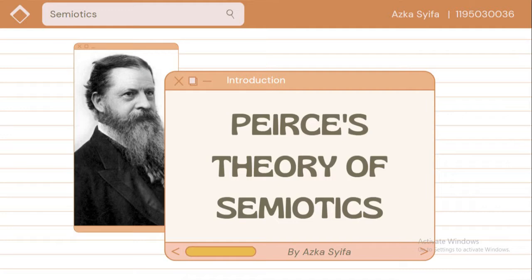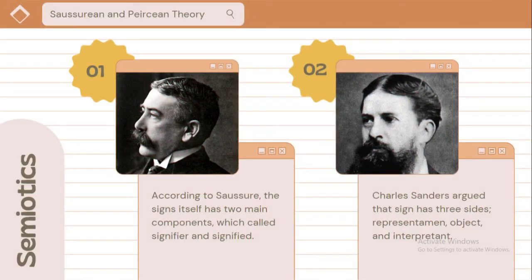I'm from the 7th semester of A class, and today I would like to give an explanation about Peirce's theory of semiotics. First, let me explain about the definition of semiotics. So, semiotics is the study of signs and of anything that stands for or represents something else. The name semiotics itself is derived from the Greek word semion, which means sign.